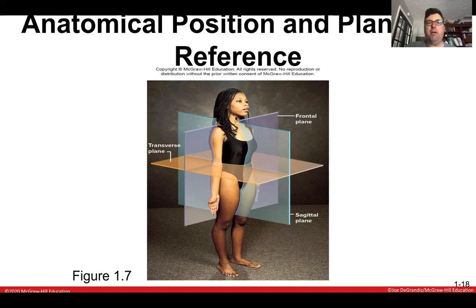The frontal plane here is going to divide the body into a dorsal and ventral aspect, or a front and a back. The transverse plane is going to divide the body into a superior and inferior portion, a top and a bottom, basically. And then the sagittal plane cuts down the middle and separates the body into a left and a right side. So those are the three planes of reference that are used to describe reference points on the human body.